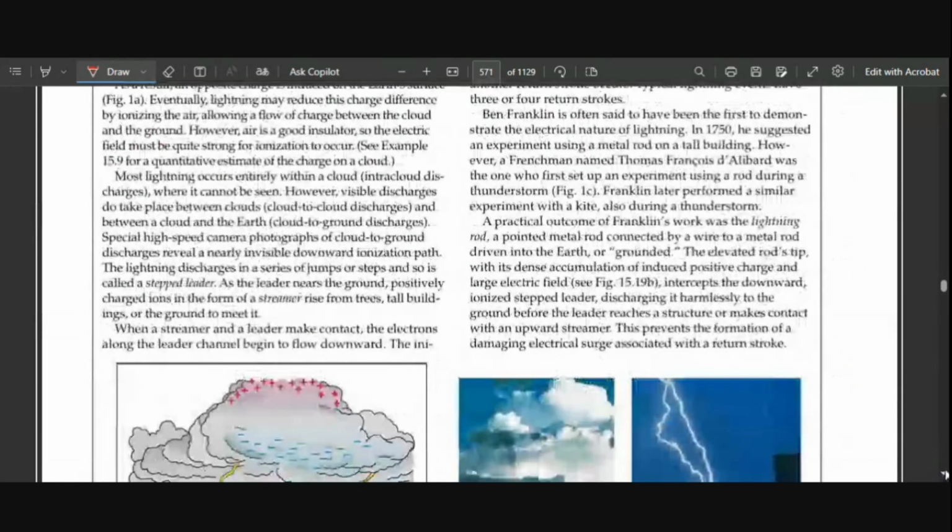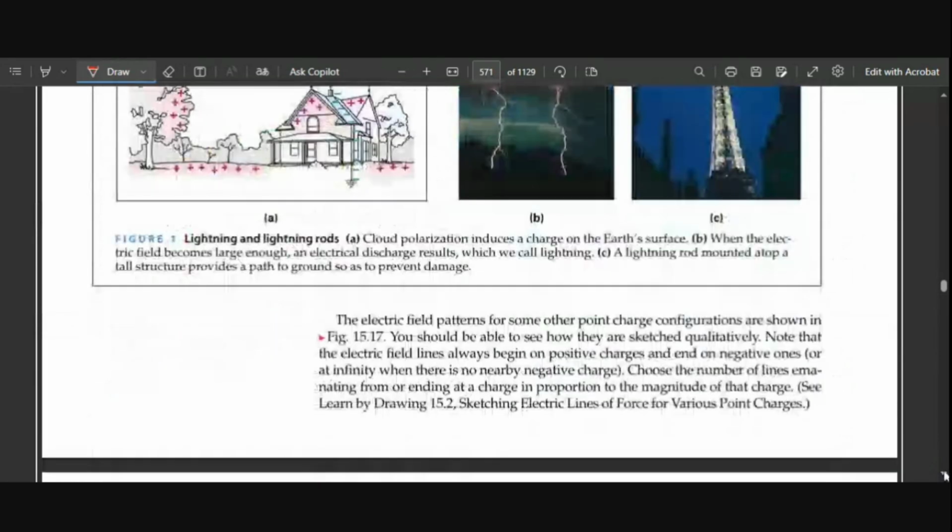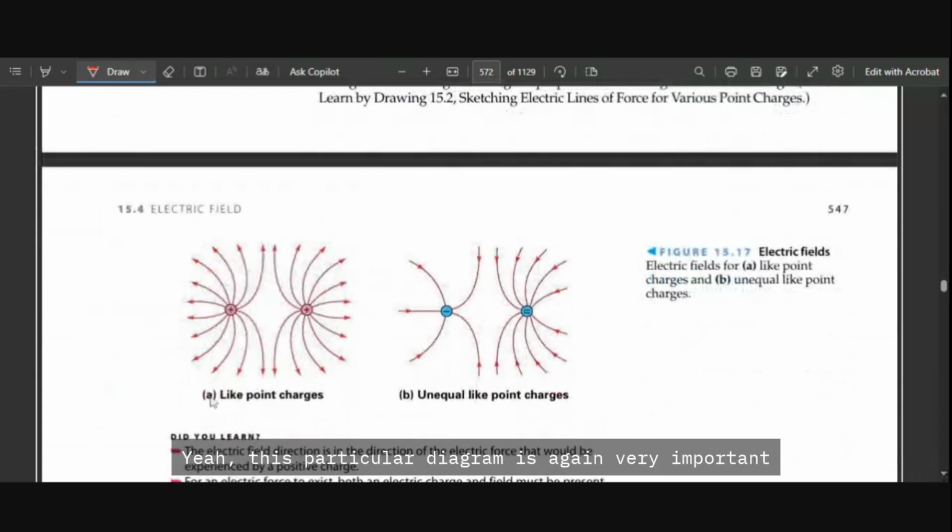Lightning and lightning rod. We don't need to discuss it yet. Yeah, this particular diagram is again very important.